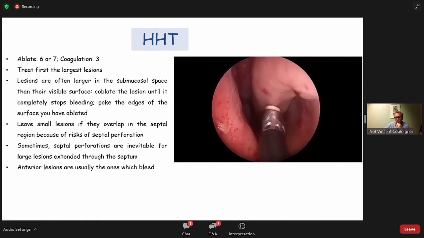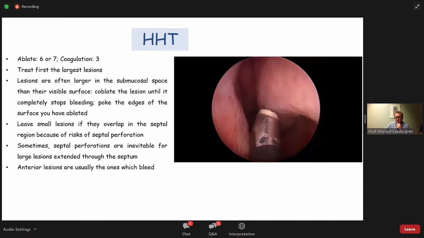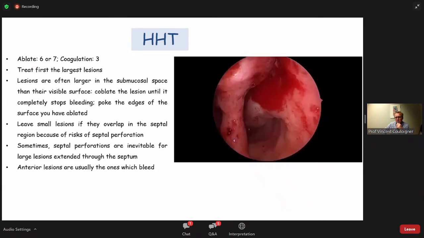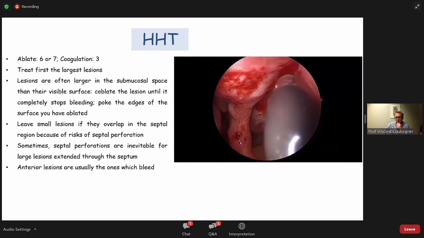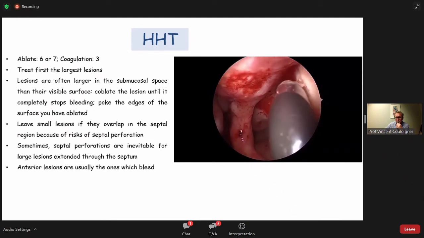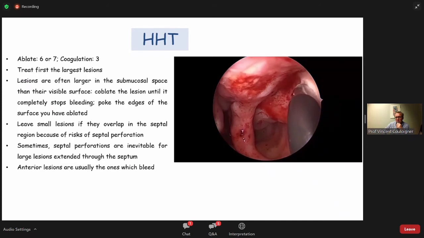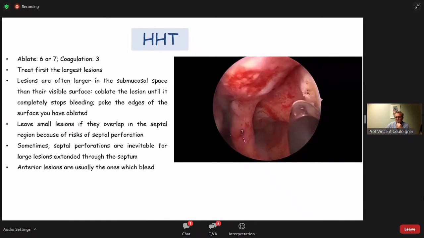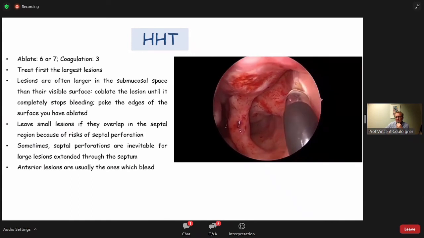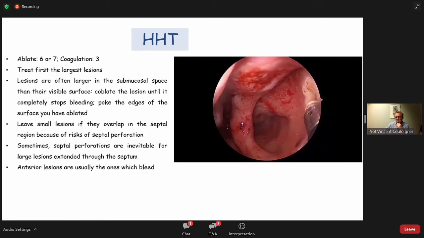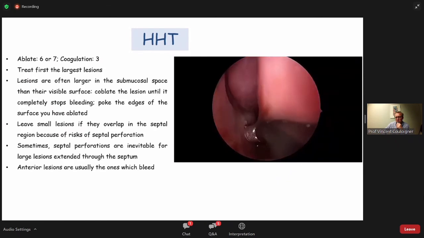You can see, using the ProCise EZ View, small telangiectasia, which are treated with the coblation. You see that this patient already has a septal perforation due to previous treatments. And there you see the treatment of a larger arteriovenous malformation. And you can see how efficient the coblation can be for these lesions. Here another lesion at the level of the septum.